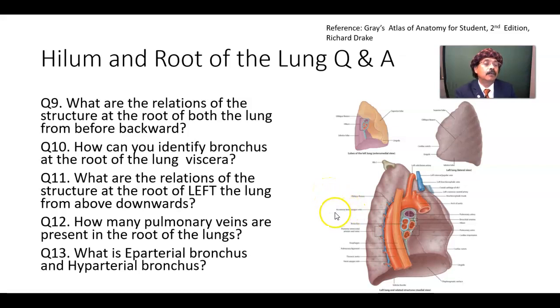In the right lung, what happens? The artery is in the middle position, just behind the superior pulmonary vein. The inferior pulmonary vein is always inferior.